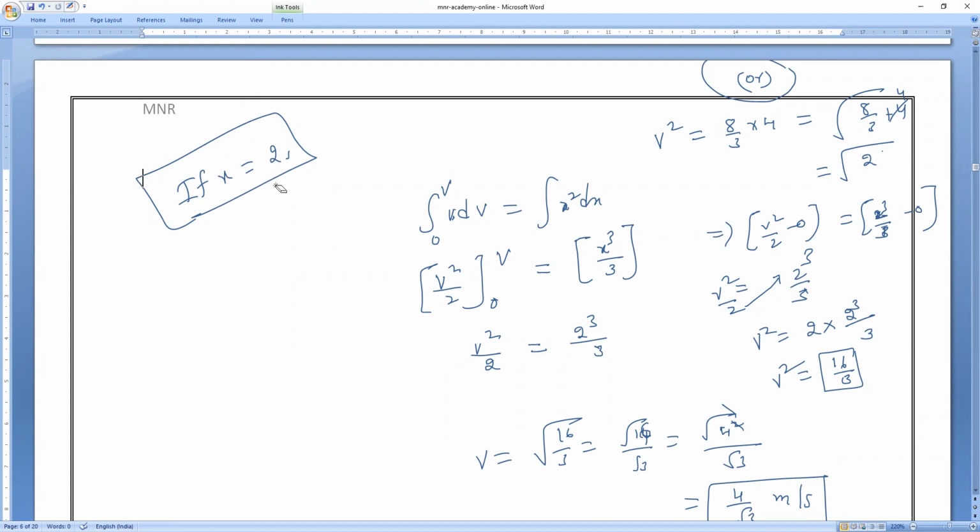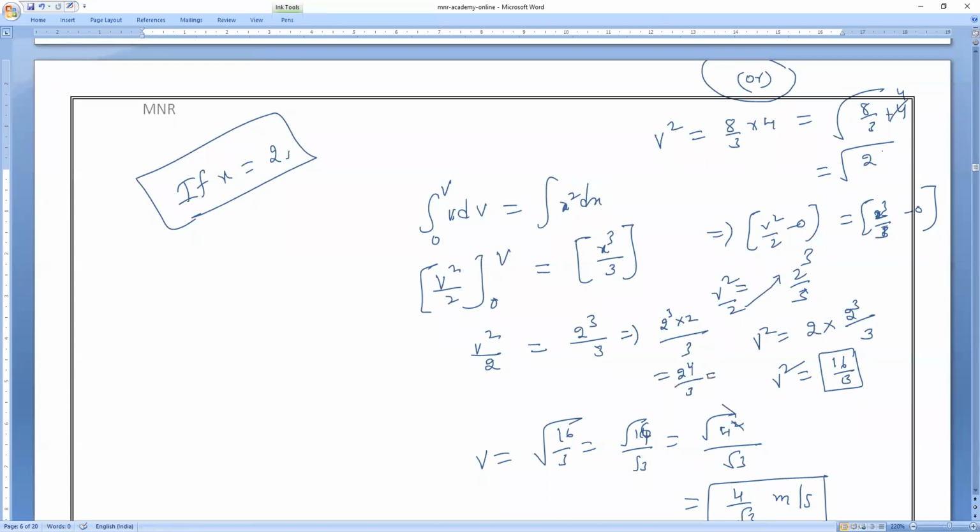2. Understanding? So 2 I will substitute. So 2 cube by 3. That's all. So v square by 2 is equal to 2 cube by 3. So what will happen? This 2 is in division, it will come this side. What will become? Multiplication. So v square is equal to 2 cube into 2 divided by 3, which is equal to 2 power 4 divided by 3.